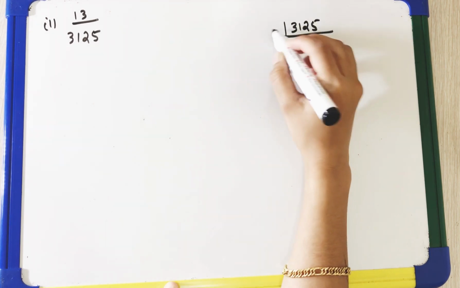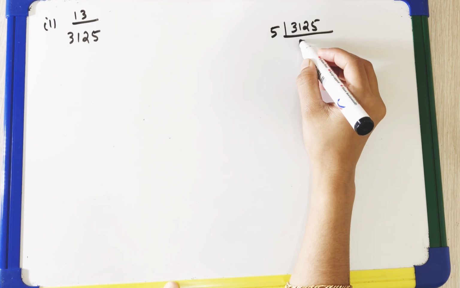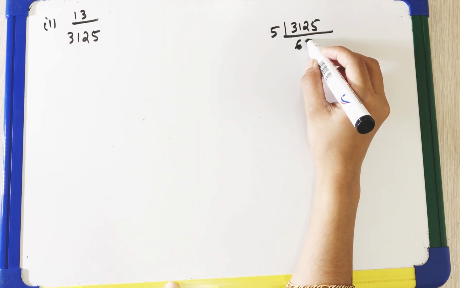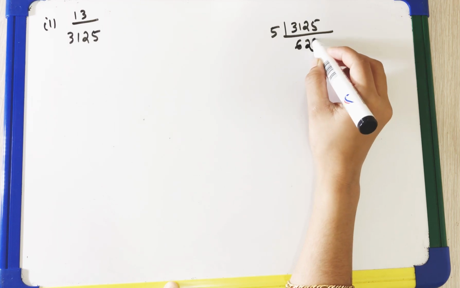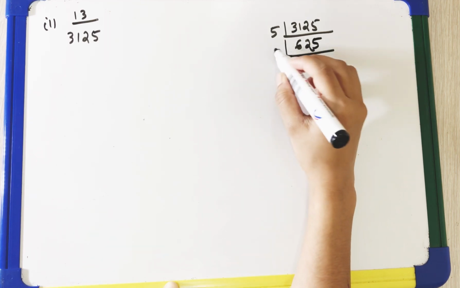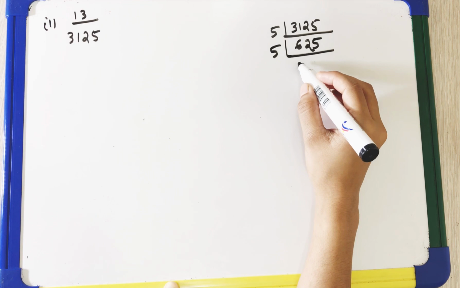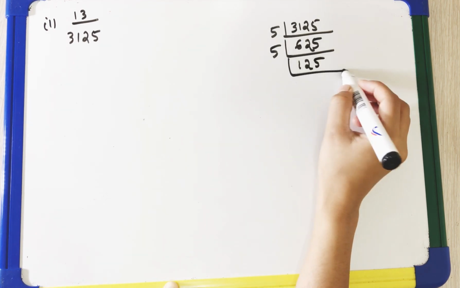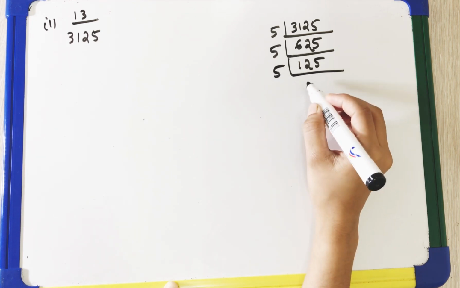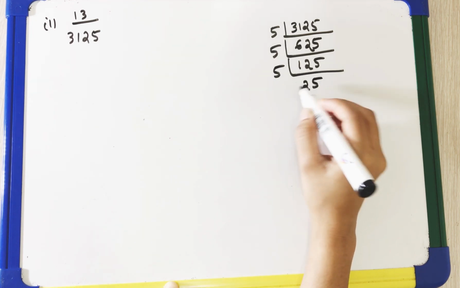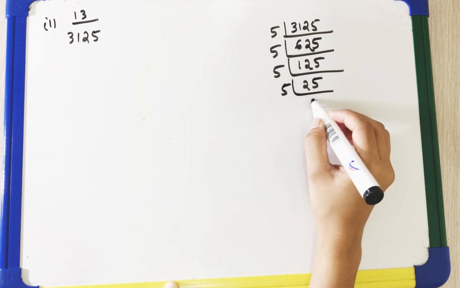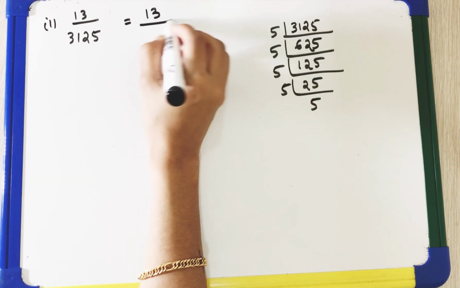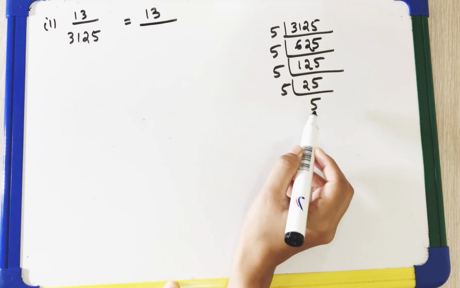3125 is 5 times 625, 625 is 5 times 125, 125 is 5 times 25, 25 is 5 times 5. Here this can be written as 13 by 3125, which is 5 raised to 5.